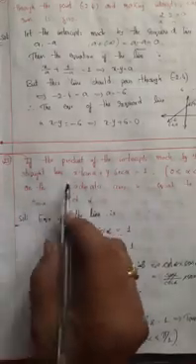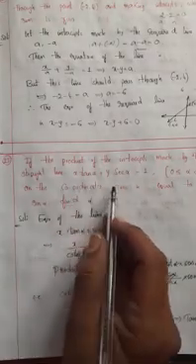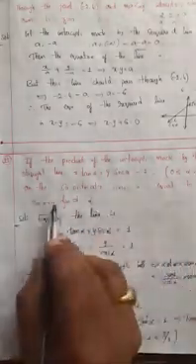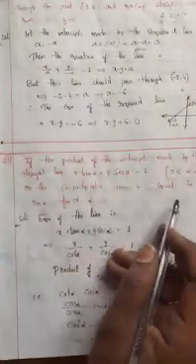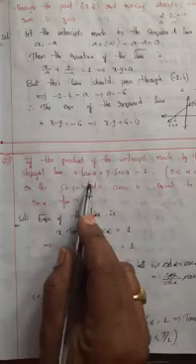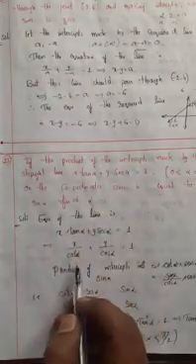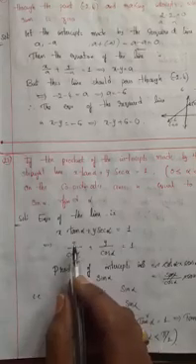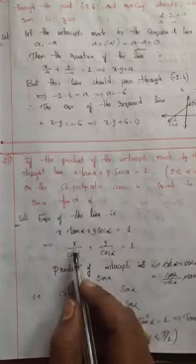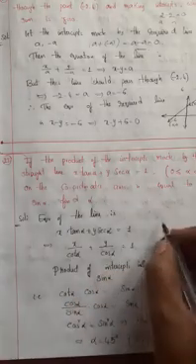Next question. If the product of the intercepts made by the straight line x tan alpha plus y secant alpha is equal to 1 on the coordinate axes is equal to sine alpha, then find alpha. What is our straight line? x tan alpha plus y secant alpha is equal to 1. If I write it in the intercept form, x by cot alpha plus y by cos alpha is equal to 1, right?